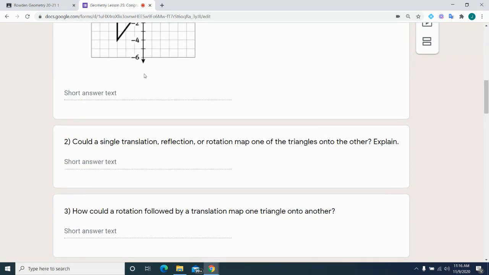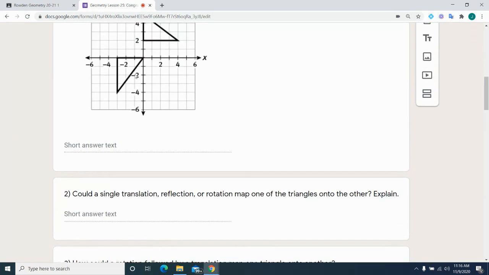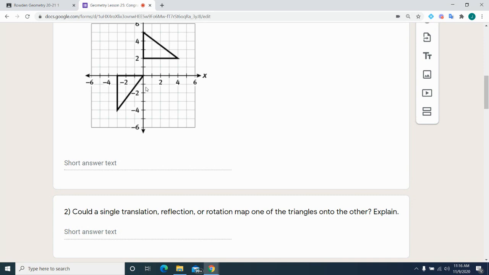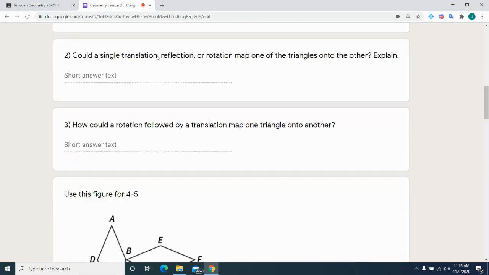So rotation followed by a translation could map this onto that, and that is ultimately how you can prove that two shapes are congruent, by doing a set of rigid transformations, meaning transformations that don't change the size or the shape, just movements to move one to the other.